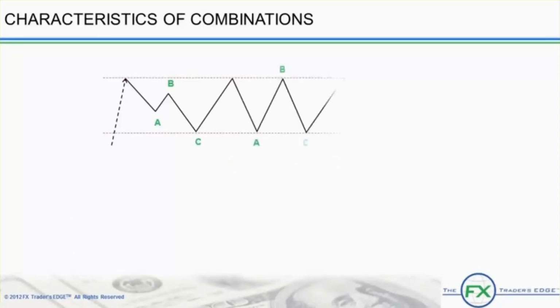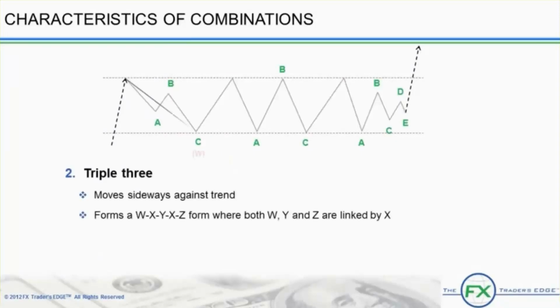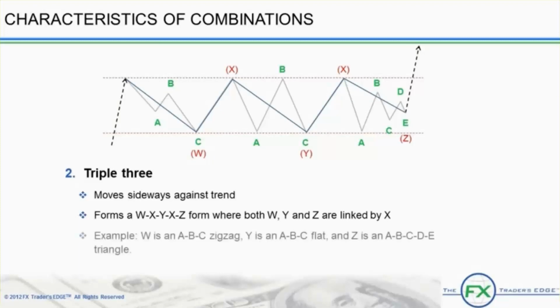This is an example of a triple three with 3 different corrective patterns linked together with X's. It moves sideways against the trend. It forms a WXYXZ form where W, Y, and Z are all linked by X. In this example, W is an ABC zigzag, Y is an ABC flat, and Z is an ABCDE triangle.